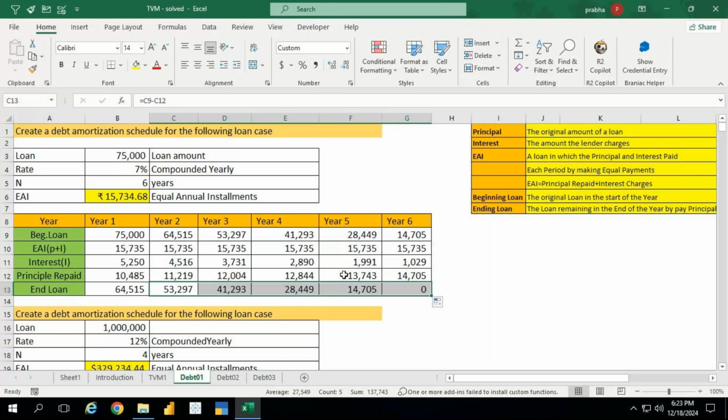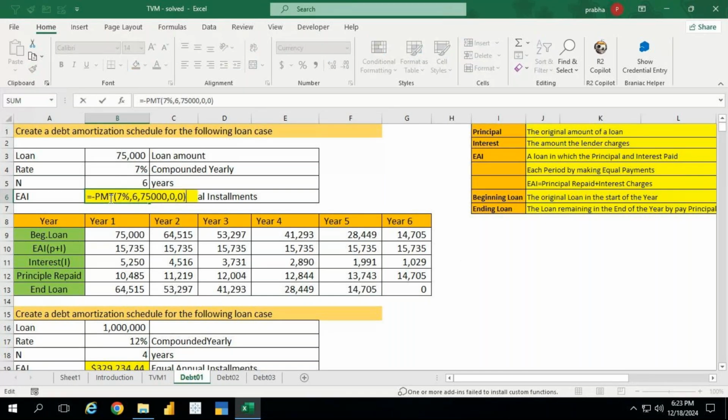Ma'am, can you please explain the equal amount annual installments? EAI, equal annual installment. So here I have put the PMT function, where I have told the rate is 7%, NPER is 6 years, present value: today I am receiving the loan amount of 75,000, future value: by the end of the year it will be 0, and I wanted to calculate it for the end of the period. So once I get the calculation, the value will appear in negative. Why? Because the money is going out of my pocket.